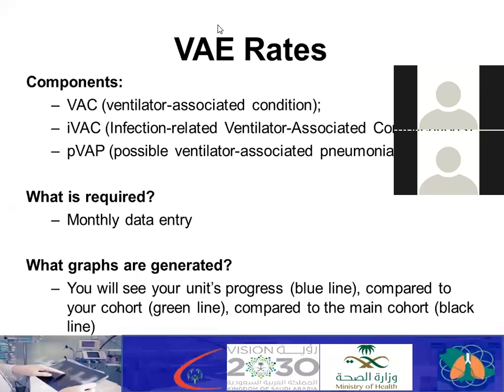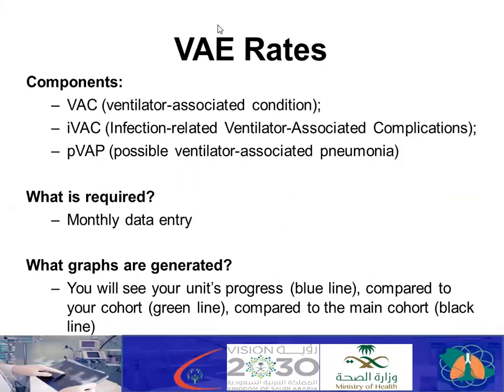So again, the components: VAC, IVAC, BVAP, and it's required to be monthly data entry. The graphs that you will see, it's 3 or 4 levels so far. 1 for the unit, 1 for the hospital, and the other one for the system, and the last one, which is the national graph or the national line.